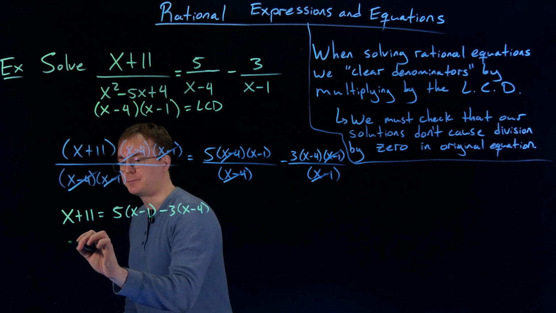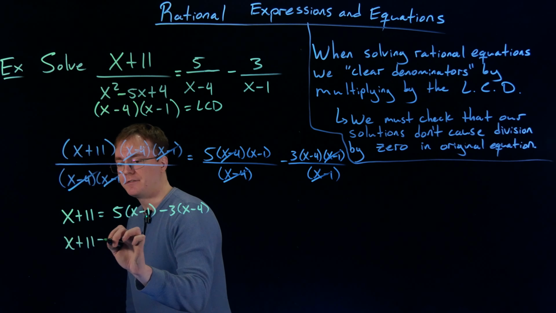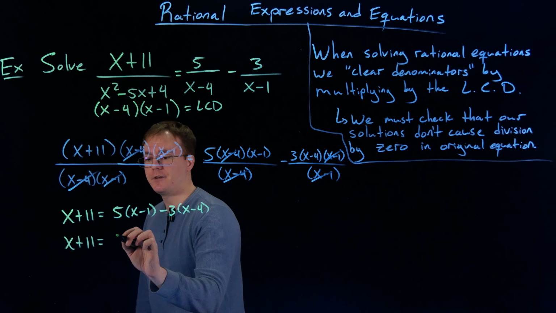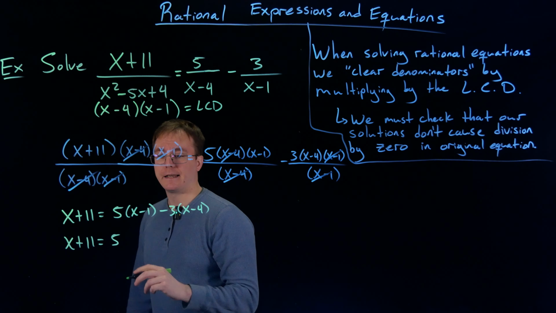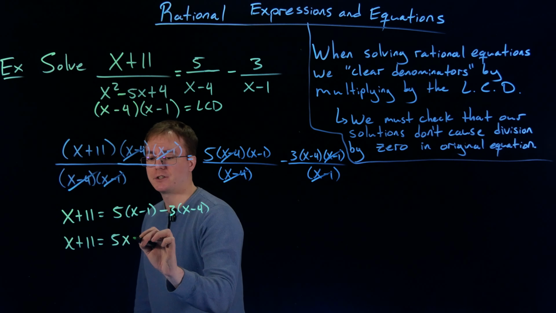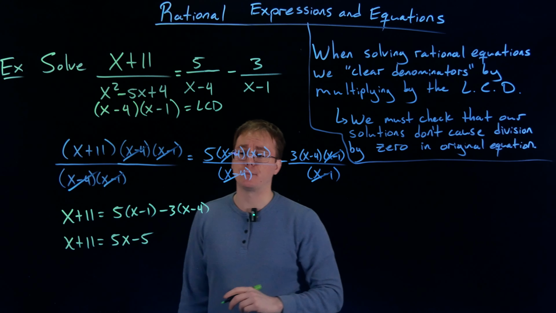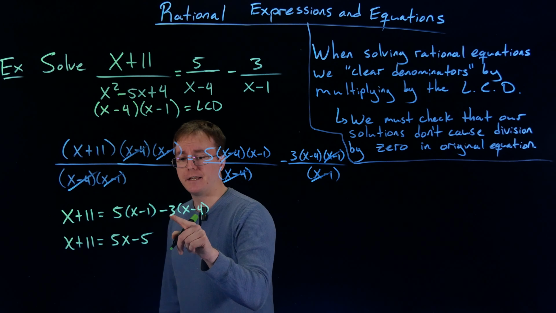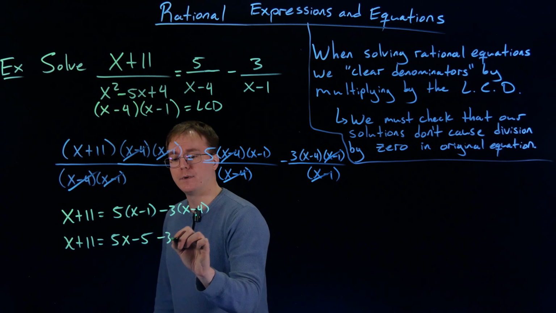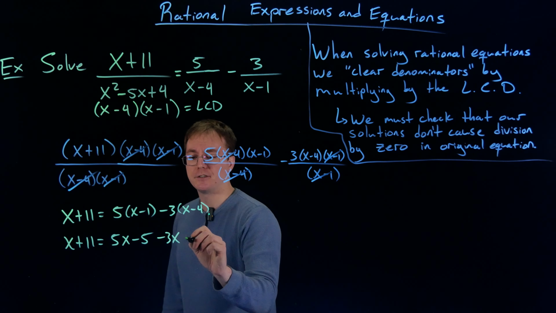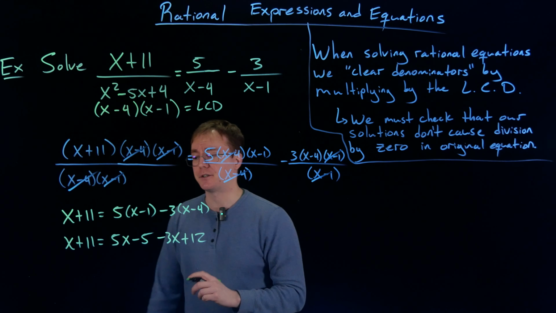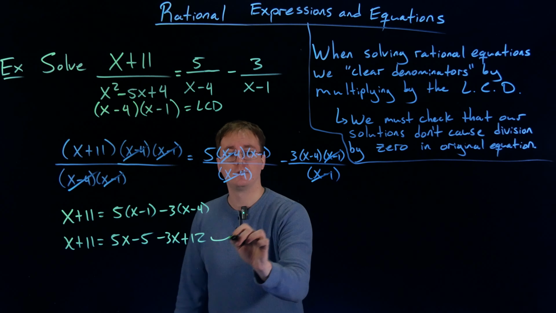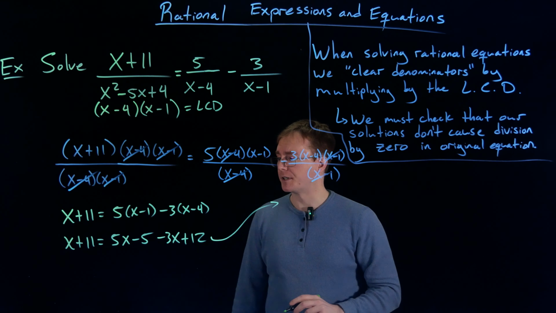Let's go ahead and finish expanding things. So left-hand side, we're leaving as x + 11. That first piece of the right-hand side, we can expand as 5x − 5. We can also expand that second piece and be careful when doing so. When we distribute that factor of negative 3 to the first term, we get negative 3x, but then to the second term, we get double negatives, and that turns it into positive 12. So let's carry on our work over here.